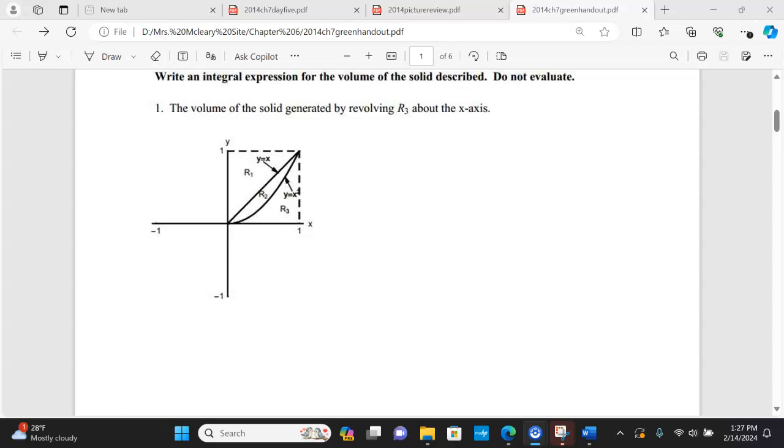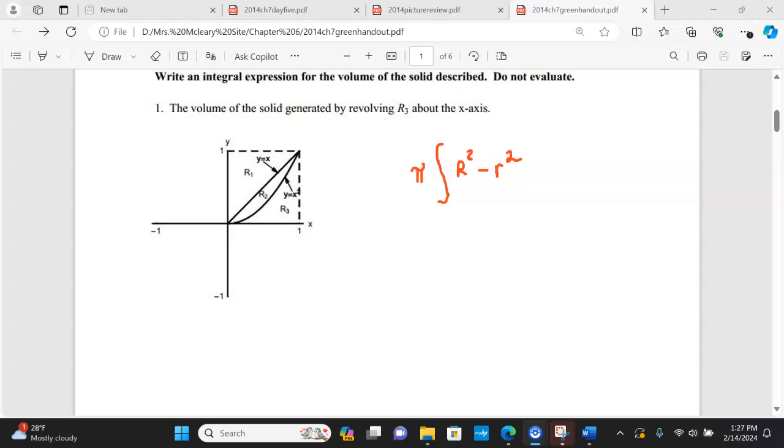the x-axis. Okay, and just a reminder, when we're doing the washer, I always set things up as a washer, and I'm going to show you why. So in this case here, it would be pi, and it's going to be big R squared minus little r squared, and these are going to represent the radius, not the regions R1, R2, and R3. This is going to be the radius when I create my partition within the region.